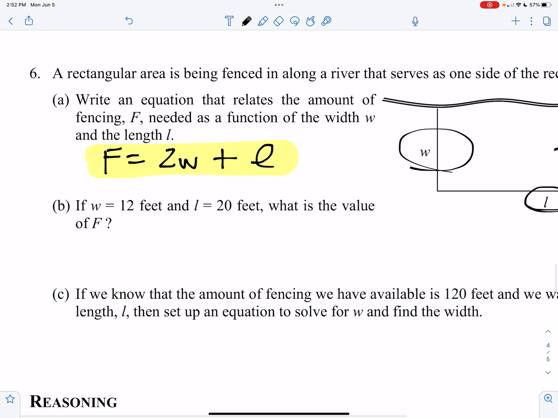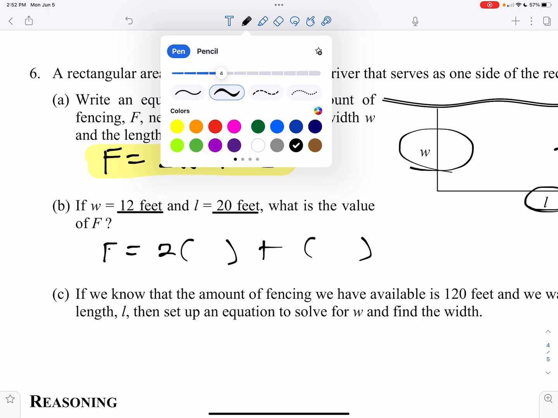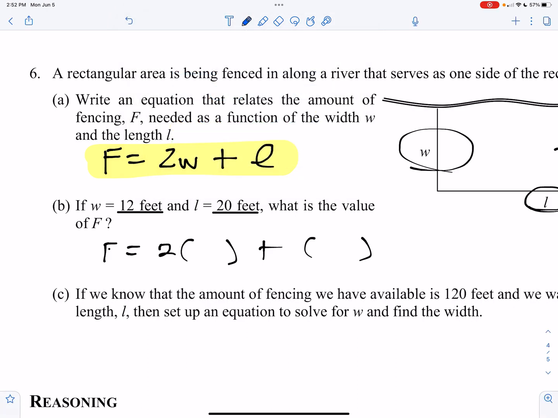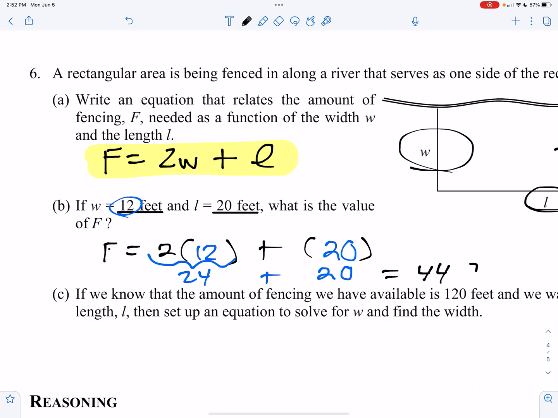Now, if the width is 12 feet and the length is 20 feet, what is the value of the fence? How much fencing do you need? So 2 times, we're going to plug in for the width, 12 feet, and for the length, 20 feet. So 2 times 12 is 24, plus 20 means we need a total of 44 feet. Total of 44 feet.